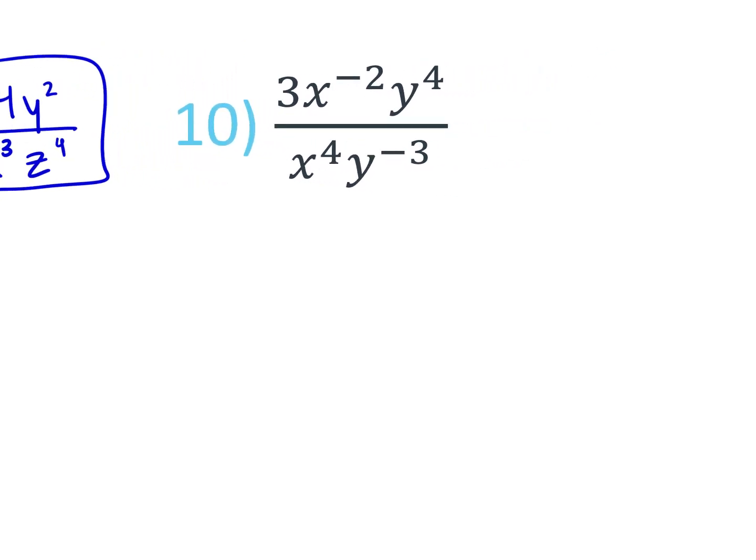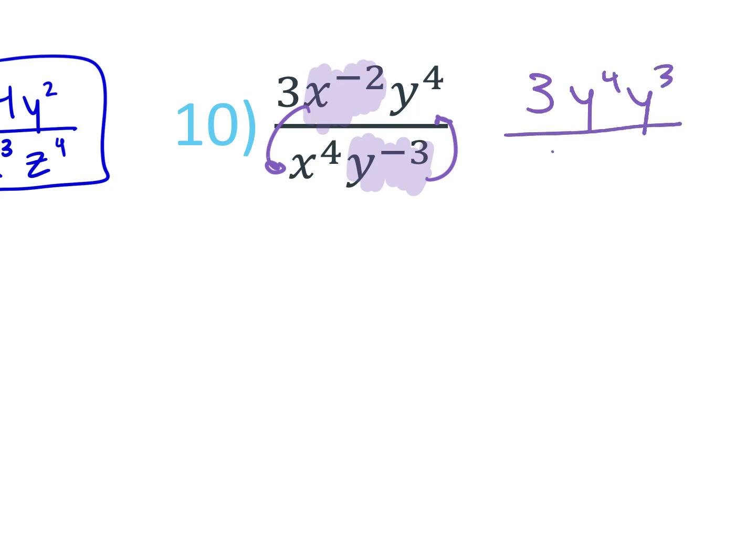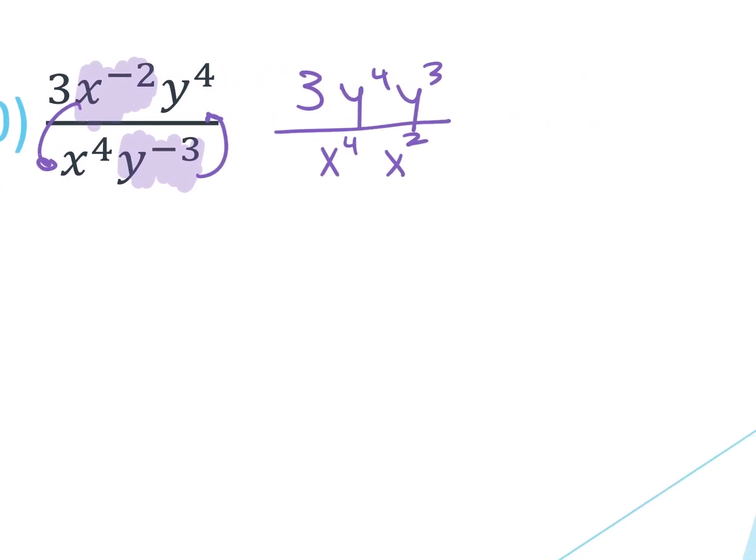Let's look at 10. What can I do first here? I'm going to move my negative exponents first, just to make them positive. So I have that one that goes on the bottom, the y goes on the top. So 3y to the 4th power, y to the 3rd power, over x to the 4th power, x to the 2nd power. Can I simplify this anymore? Yeah. How?